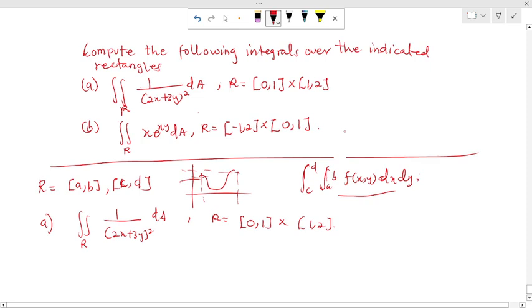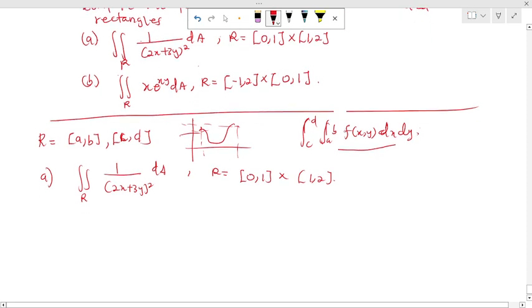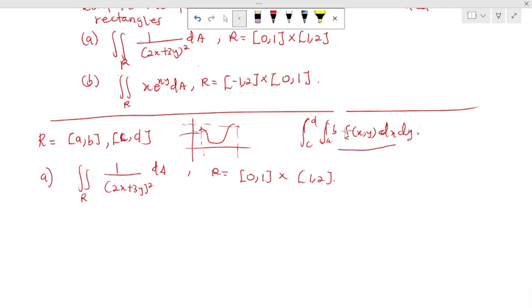Now the only challenge is we ask ourselves, what are we going to integrate first? With this function, I think whichever we choose is going to be just as difficult as the other. When you integrate x first and y first, they're almost the same. So we just have to integrate x first.